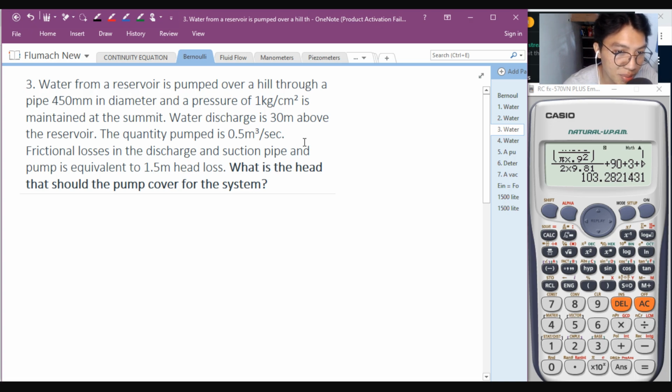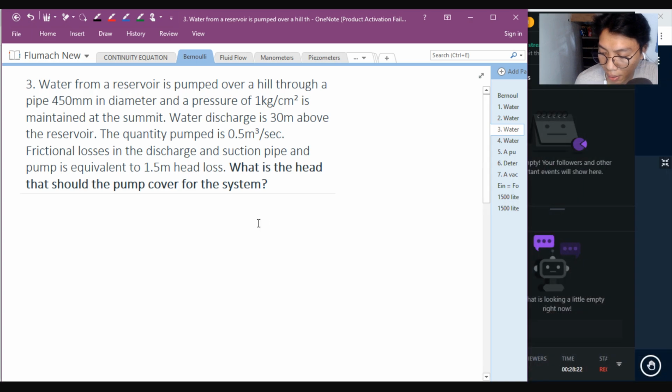So, nasa taas na naman ng reservoir. The quantity pumped is 0.5 cubic meter per second. Now, the frictional loss in the discharge and the suction pipe and pump is equivalent to 1.5 meter head loss. What is the head that the pump should cover for the system? Ganun ulit yung question. Okay? Pabalik-balik lang. Kukompute mo na lang yan.